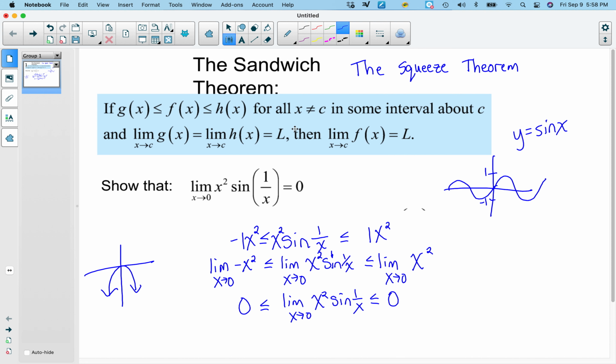So now I'm going to make use of the sandwich theorem, or squeeze theorem, which says that this means that the limit as x approaches 0 of x squared times sine 1 over x has to equal 0. That's how I use the sandwich theorem.